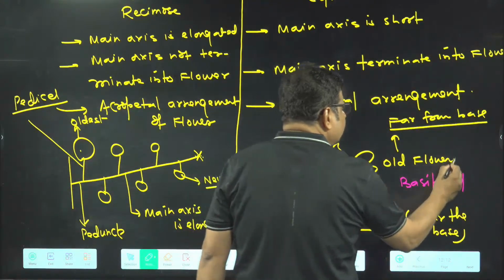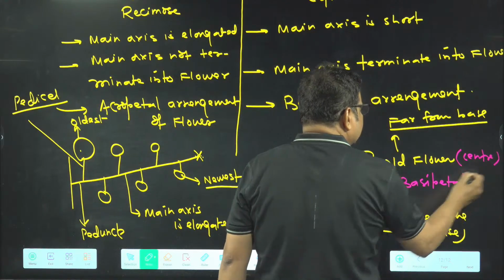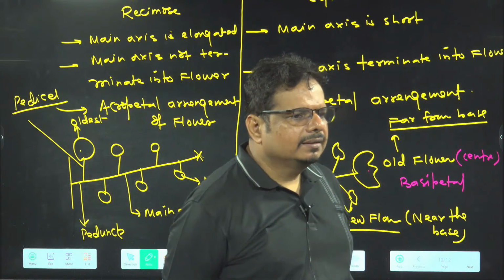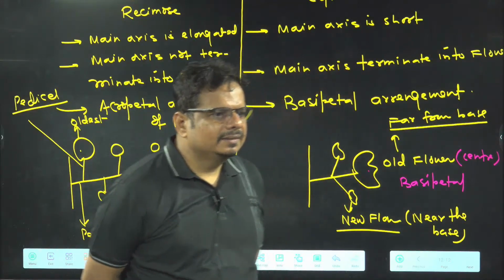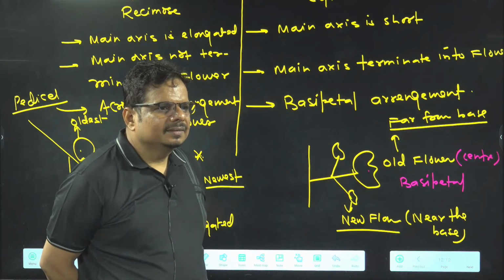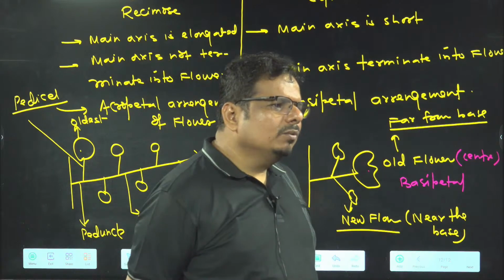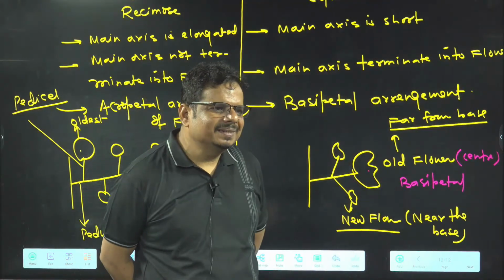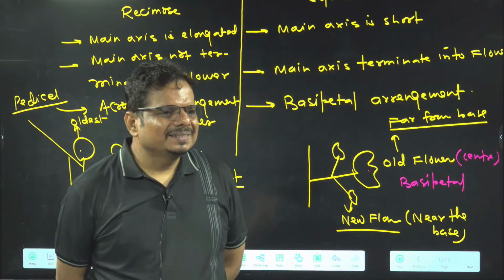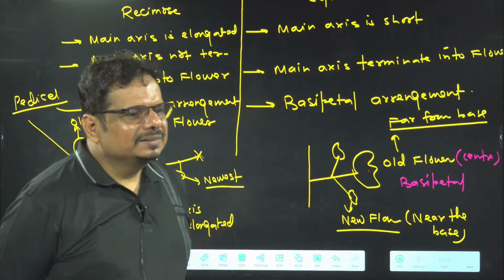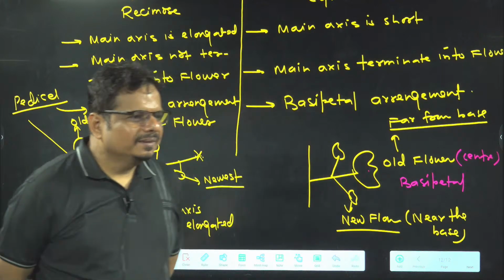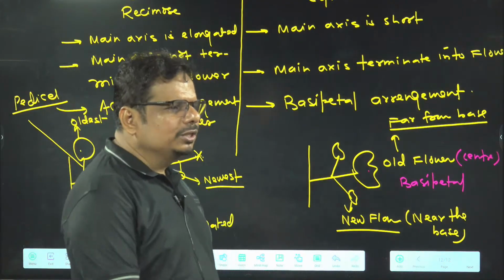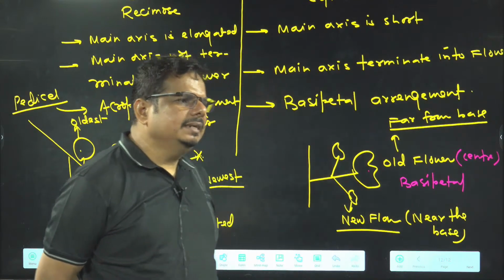So here the old flower is present in the center. You are getting the idea or not? And the new flower is present in which one? The periphery. Proximal is always what is present near the base. Distal is what is present far from the base. You got the idea? Yes. So inflorescence is also over, children, from NCERT.